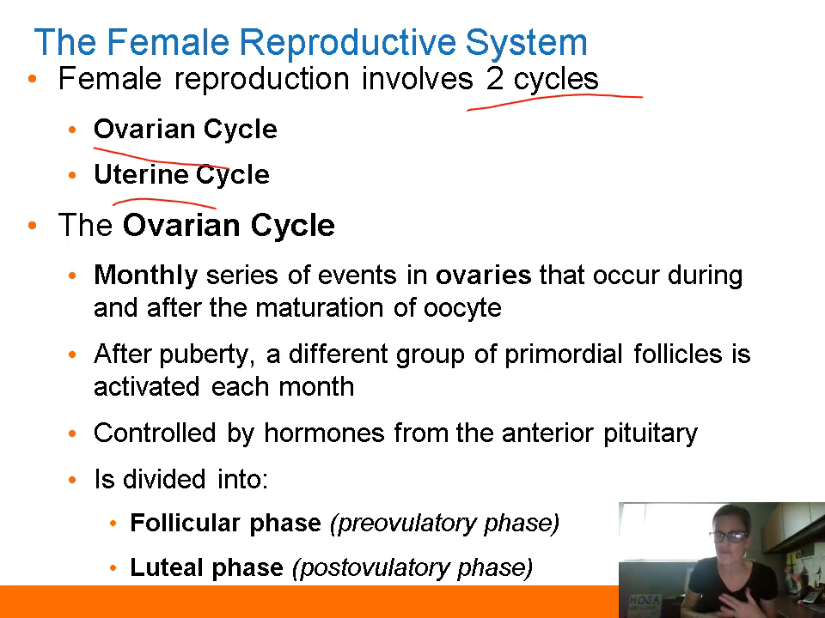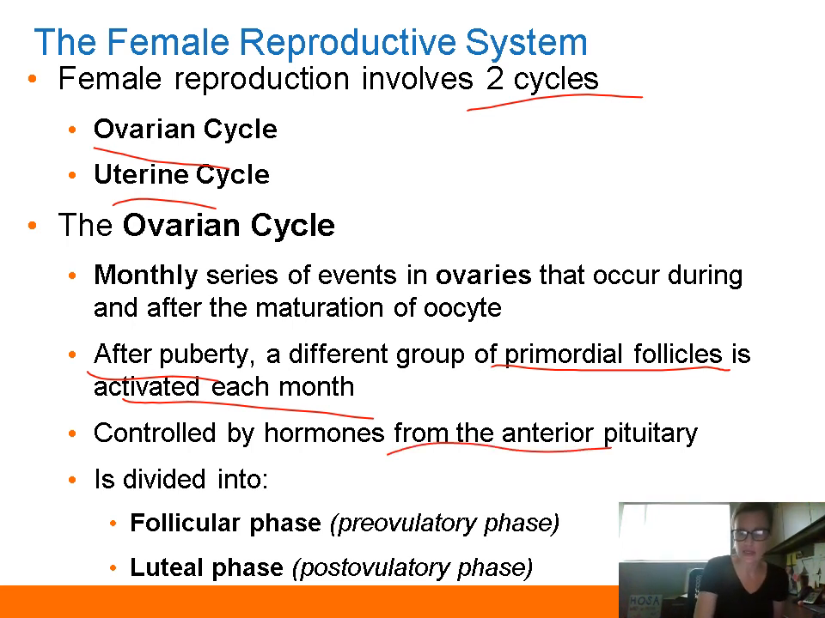The ovarian cycle refers to the monthly series of events that occur in the ovaries during and after the maturation of the oocyte. So it's what's happening in the ovary as we choose that one oocyte to continue its development and be released, and then what continues to happen after that. After puberty begins, because of the FSH released from the pituitary gland, a different group of primordial follicles is activated each month. This process is controlled by hormones from the anterior pituitary gland.